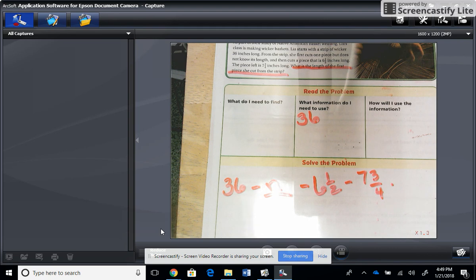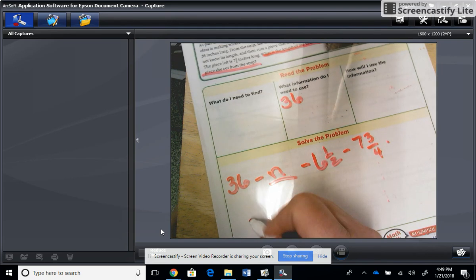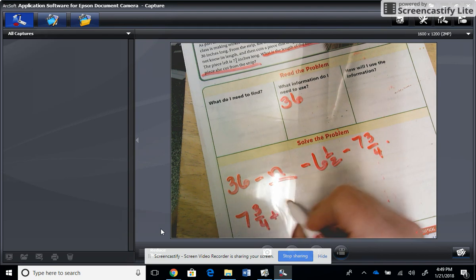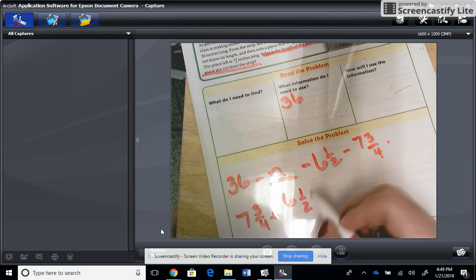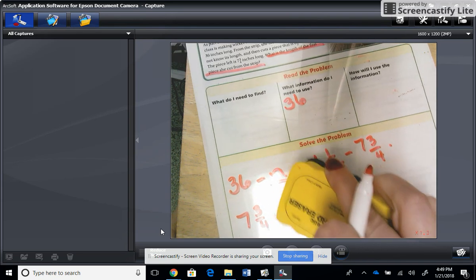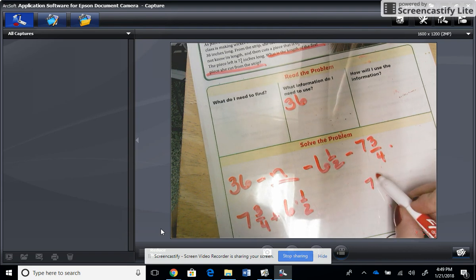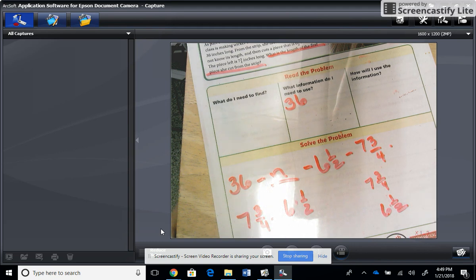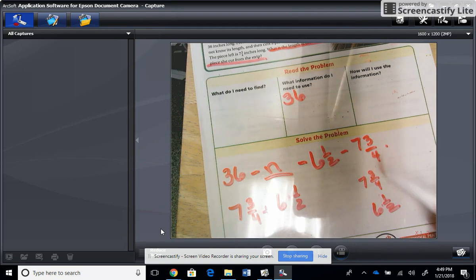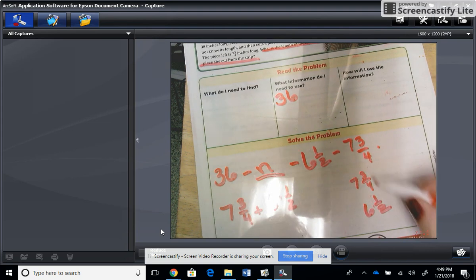So let's work backwards now. So how much was cut? 7 3/4 plus 6.5. And I'm going to add those first. So I have 7 3/4 plus 6.5. Some of you are going to be able to do this in your head, and you know that 3/4 plus a half is 1 1/4. So you would add that, but I'm going to show you to prove that.